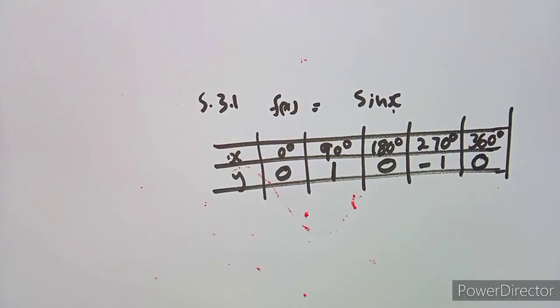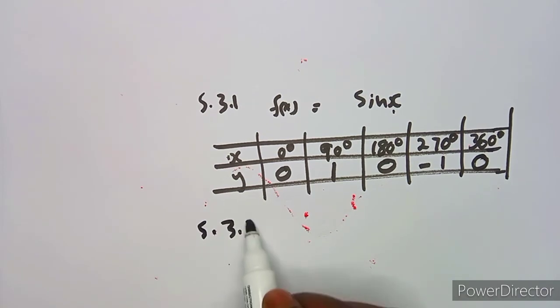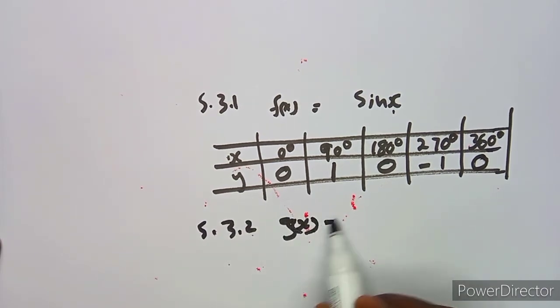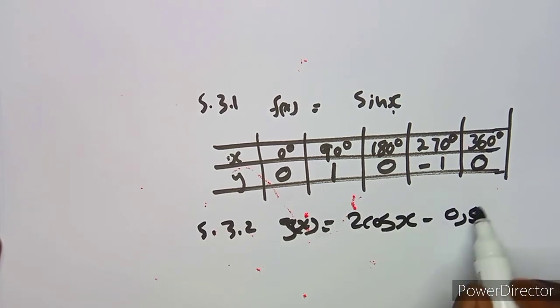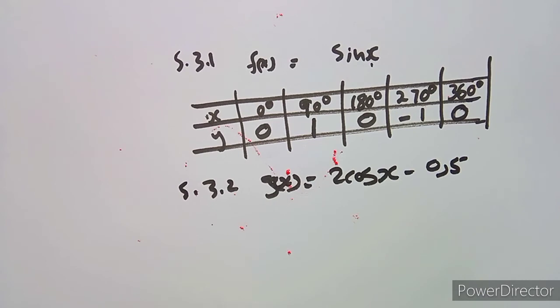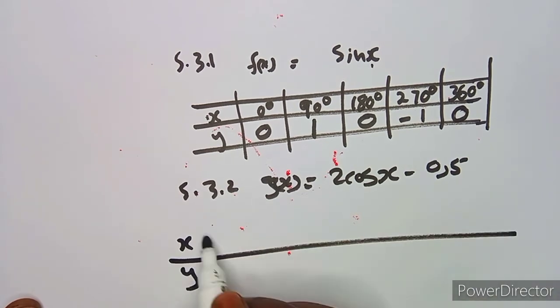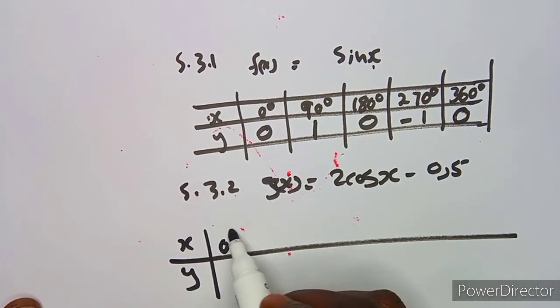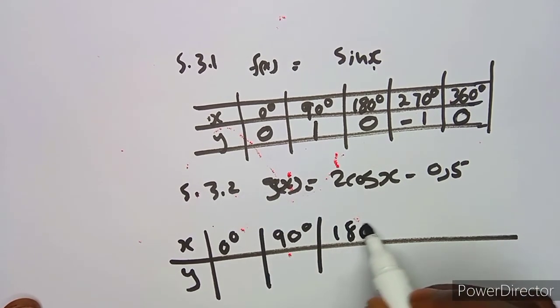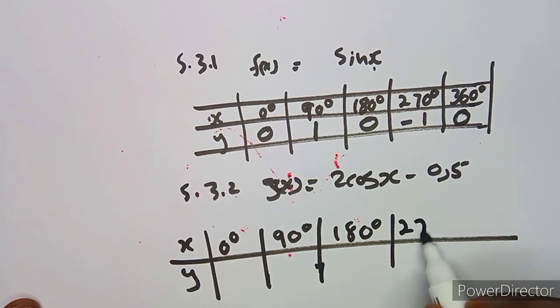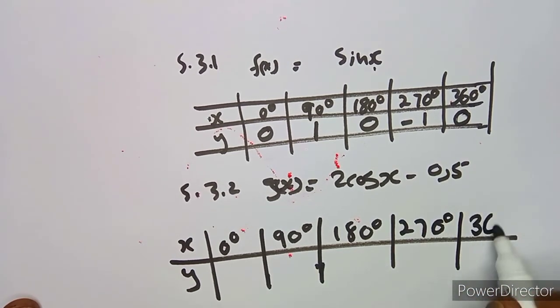You have your table here. This time we just have our table. Gx is equal to 2 cos x minus 0,5, like this. So make sure you use the same values of x and y, just like the ones that we had here, which is 0 to 360, 90, 180, 270, up to 360, like this.